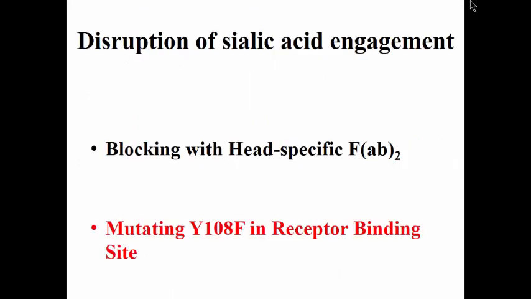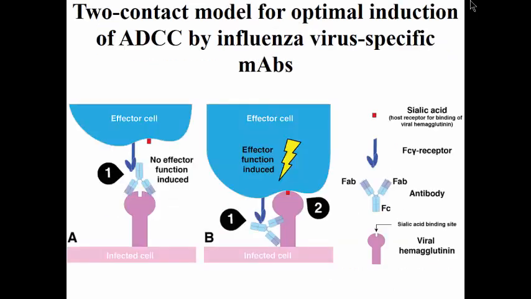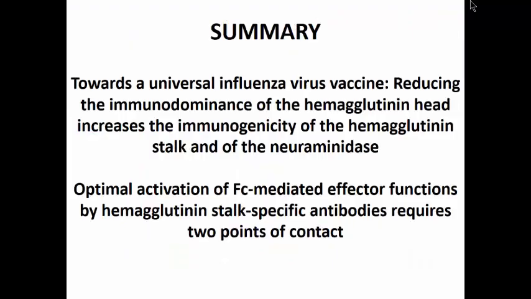So I see the clock is running. Let me summarize what I have said. The mechanism by which these stalk-specific antibodies are working and are optimally operational is that there are 2 interactions: one through the Fc portion of the antibody and the Fc receptor, but there's also a sialic acid binding of the hemagglutinin to the sialic acid on the effector cell.